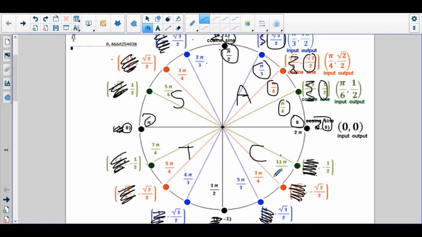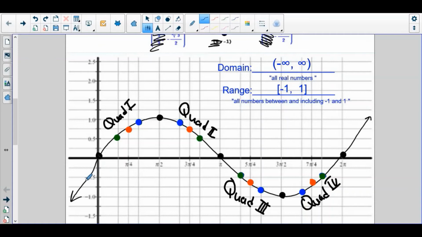So this is 11 pi over 6, but I could also call this negative pi over 6, and that would be at negative 1/2, and that would be the dot right there. So that original thing we saw is called the period, and that period is 2 pi.